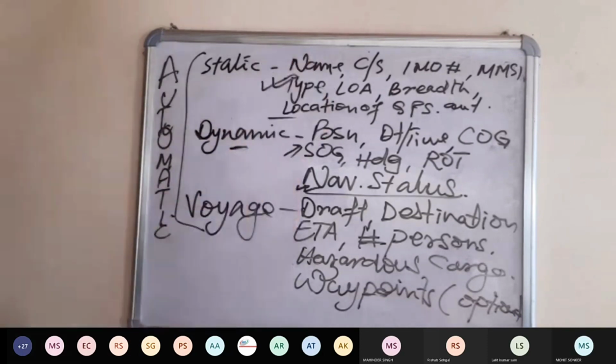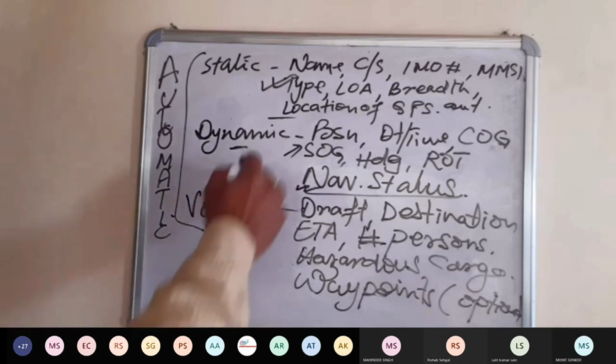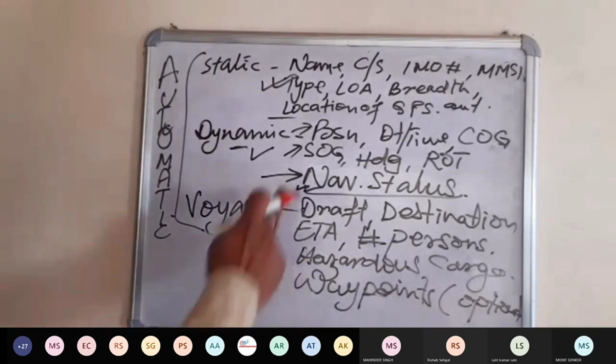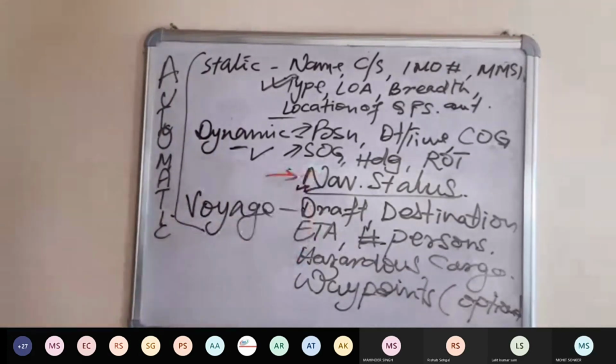The static data is entered at the time of installation. The technician comes on board, the master provides him with the ship's particulars, and on the basis of those particulars he makes this entry. This need not be changed. Dynamic data, most of it, is interfaced with other equipment, so we don't need to worry about it. We only have to see the navigational status, which we have to change as per our maneuvering condition.